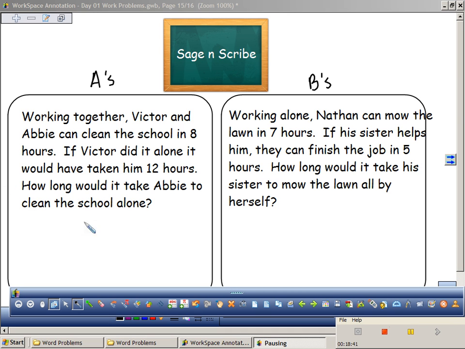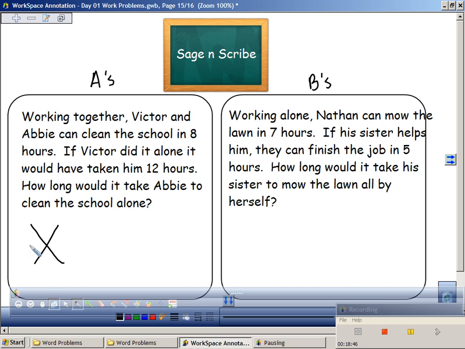Okay, let's do these together. Here's my x. How would I set this one up? Working together, they can clean the school in 8 hours. If Victor did it alone, it would have taken him 12 hours. How long would it take Abby to clean the school alone? x, 12x, 12 plus x. So my ratio is 12x over 12 plus x equals 8.